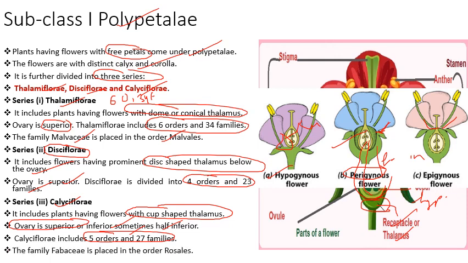So the family Fabaceae is placed in the order Rosales. जो Fabaceae है, Leguminaceae जिसे कहा जाता था, वो place की है order Rosales.